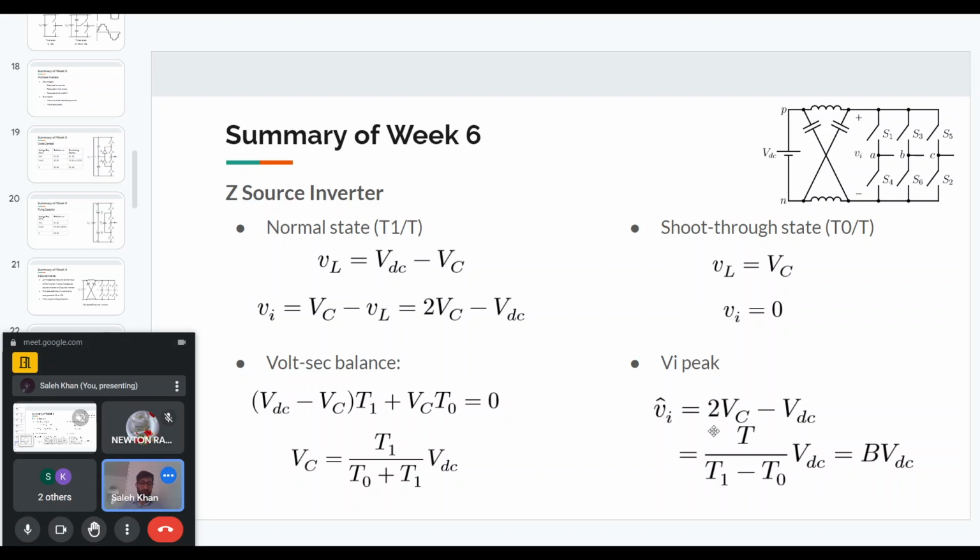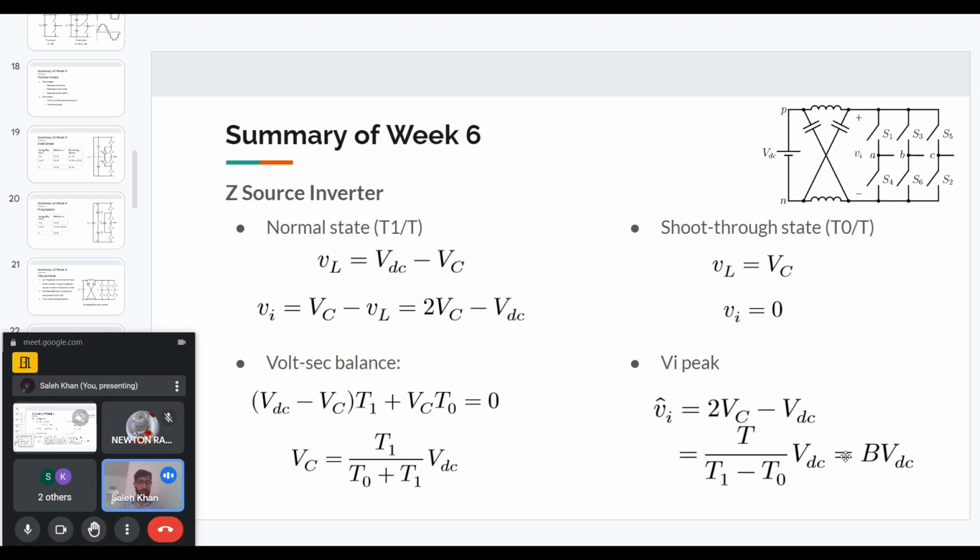This factor T divided by T1 minus T0 is called the boost factor, B, because this factor is greater than or equal to 1. If you see, T1 minus T0 will always be less than T, so T is greater than T1 minus T0, and this whole factor is greater than 1. So the VI voltage is the VDC voltage times some boosting factor.